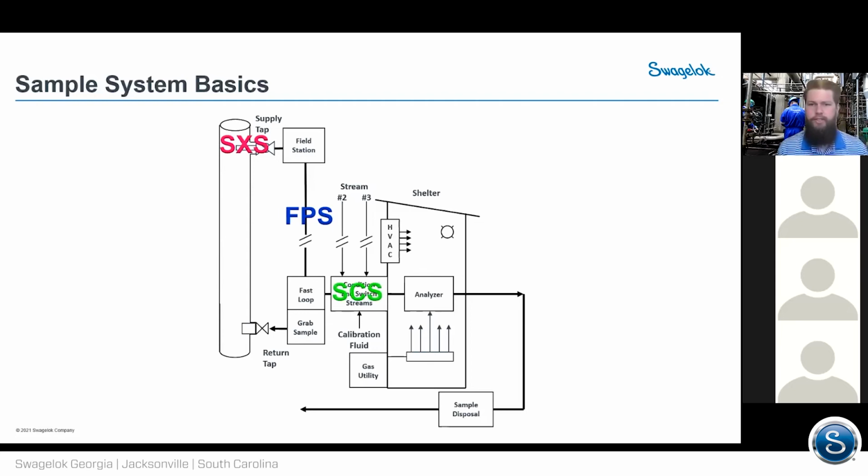So the sample conditioning system is where we're actually going to be manipulating that sample into a way that the analyzer can handle that sample. So we're dropping pressures, dropping temperatures, changing flow rates. We're really modifying some of the physical properties of the sample without changing any of its chemical properties to be able to get it to the analyzer safely.